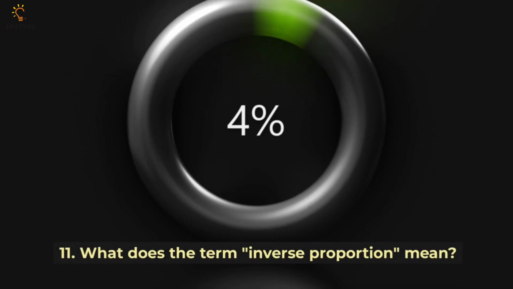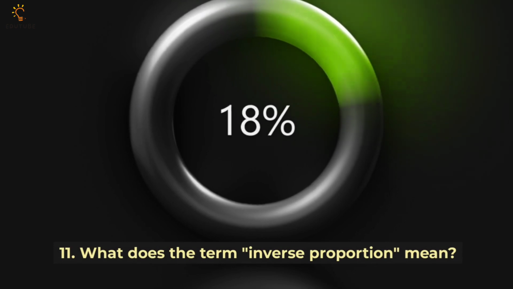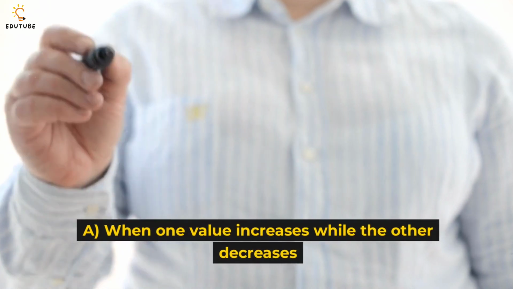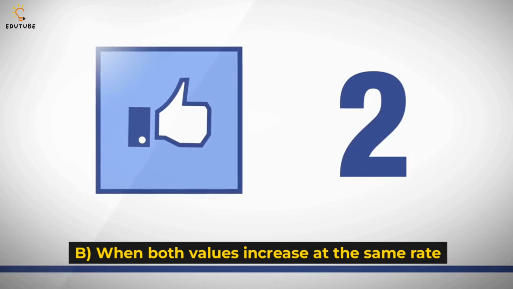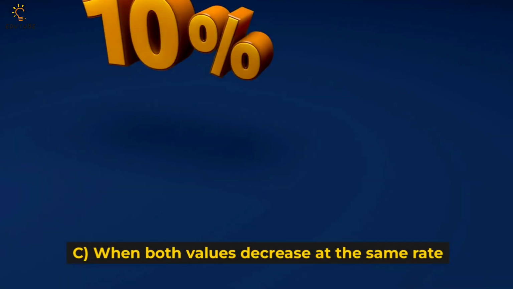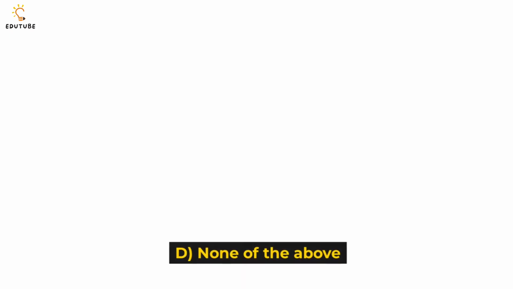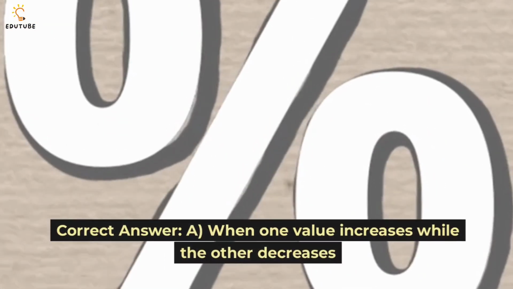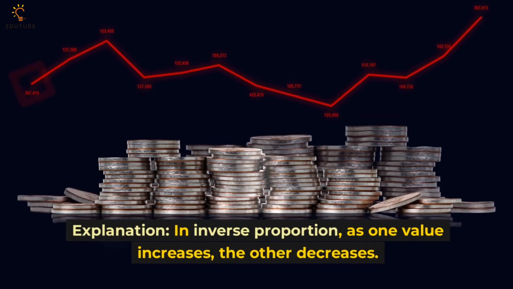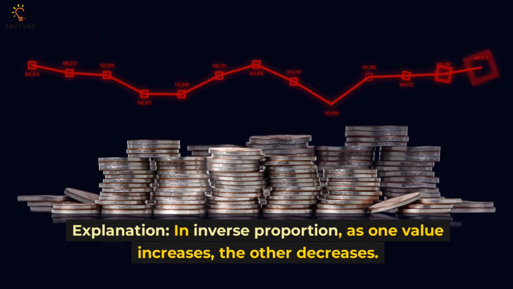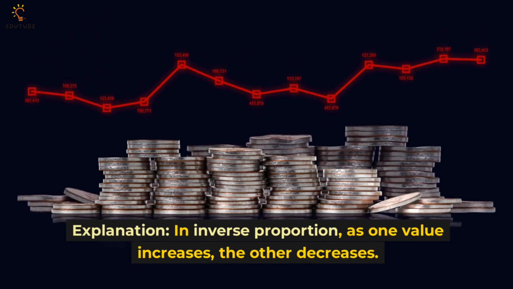11. What does the term inverse proportion mean? A. When one value increases while the other decreases. B. When both values increase at the same rate. C. When both values decrease at the same rate. D. None of the above. Correct answer: A. When one value increases while the other decreases. Explanation: In inverse proportion, as one value increases, the other decreases.